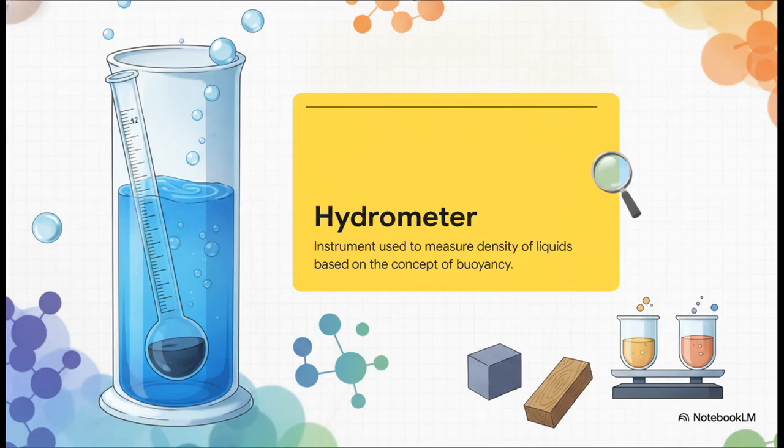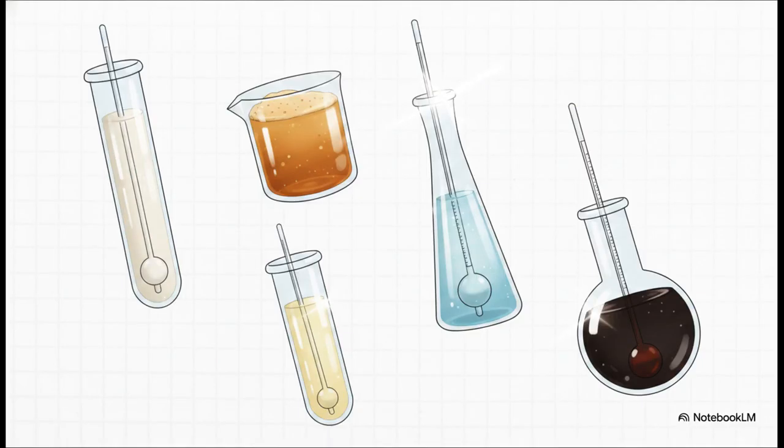At the wider bottom portion, there's a ballast, often made of lead or mercury, just to keep it stable and upright. Rising up from that base is a narrow stem marked with delicate, precise graduations. When you gently lower this instrument into a tall cylinder of liquid, it just floats freely. The exact point where the liquid surface touches that stem gives you a direct, instant reading of its relative density.